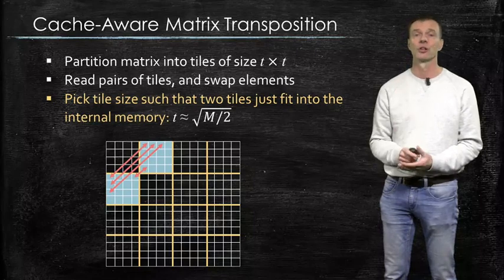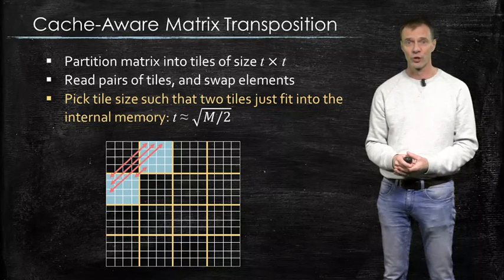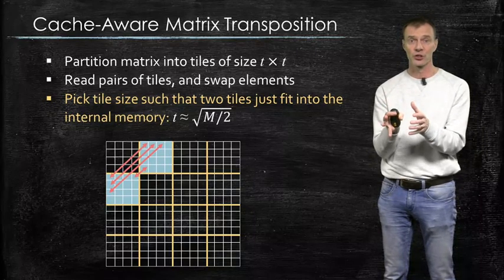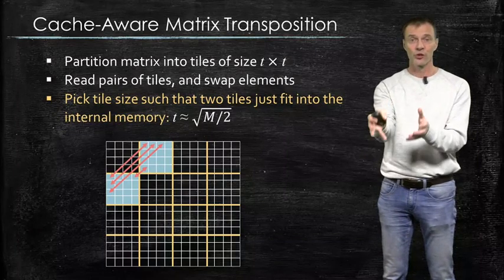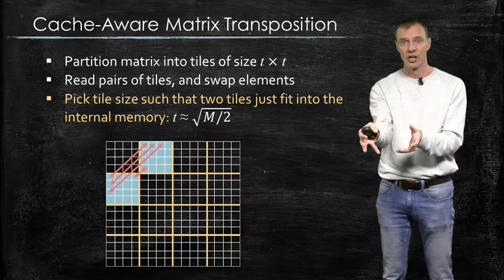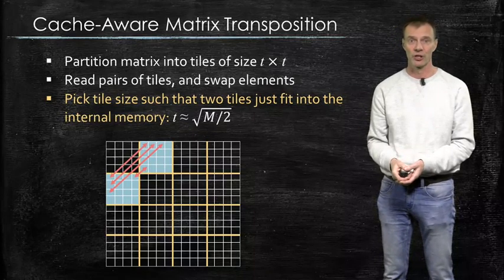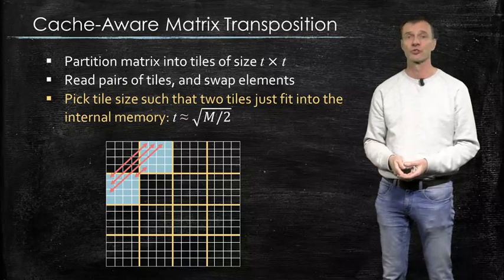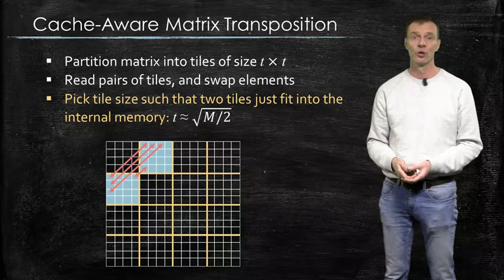And the crucial element of the algorithm was to pick this tile size t really large, such that 2 tiles should still fit into the internal memory, but actually 2 tiles should essentially fill up the whole internal memory, so that we can after that do lots of swapping before we have to do more IOs.